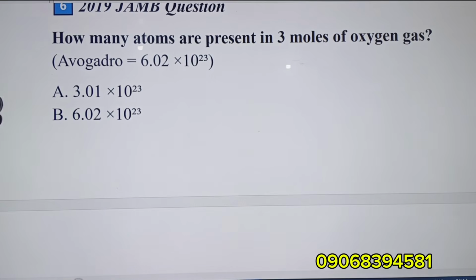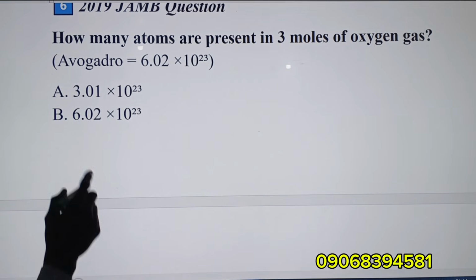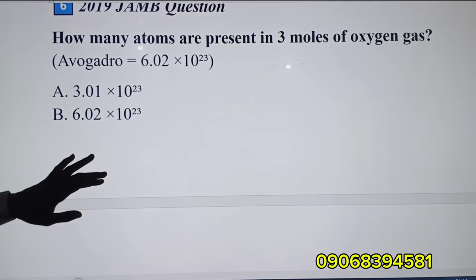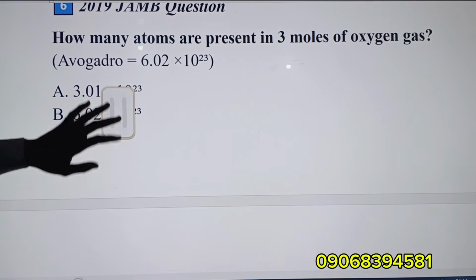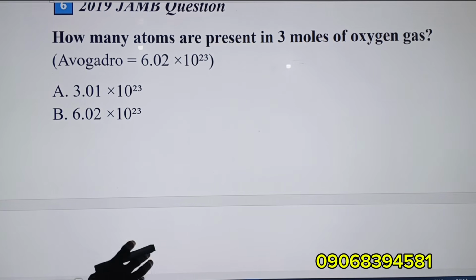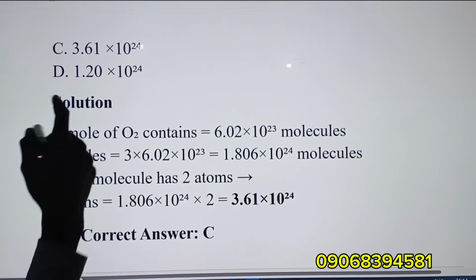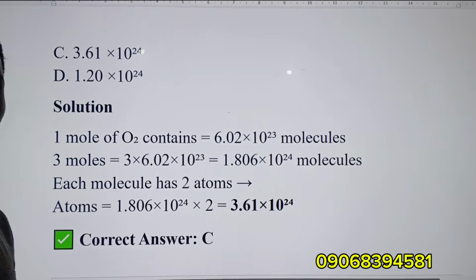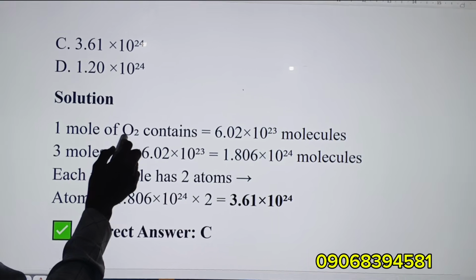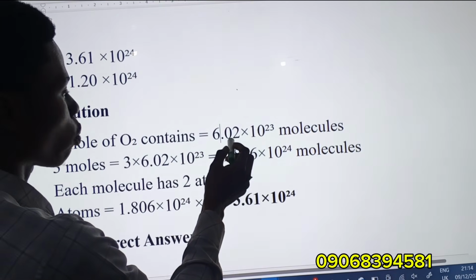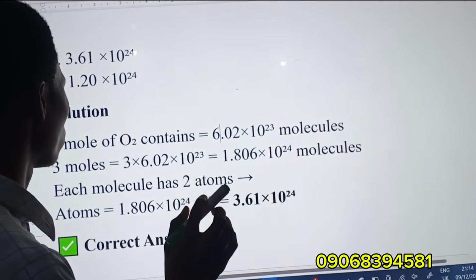They've made the question so simple that in brackets they told you Avogadro's number is equal to 6.02 times 10 raised to power 23. Now check this. I want you to see it with your eyes. 1 mole of any compound contains Avogadro's number. So 1 mole of oxygen contains 6.02 times 10 raised to power 23 molecules.